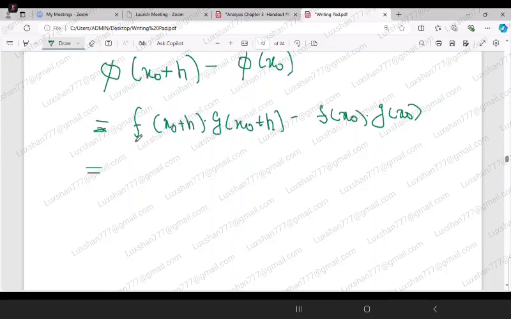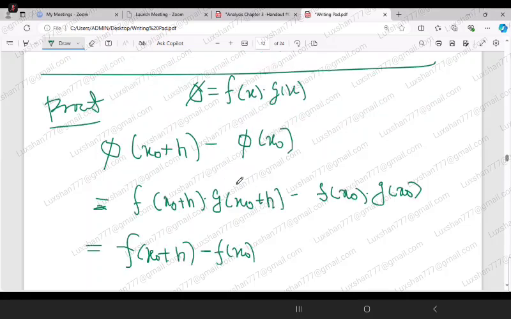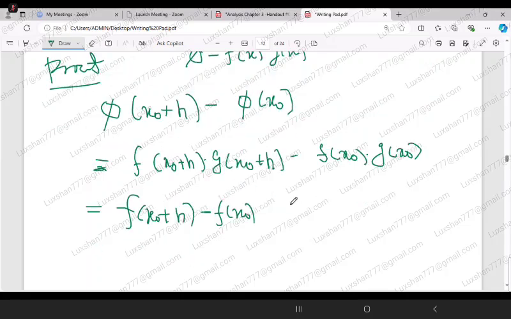Now I'm going to add a term and then subtract the same term. So look here: f of x naught plus h, minus f of x naught, into g of x naught plus h.